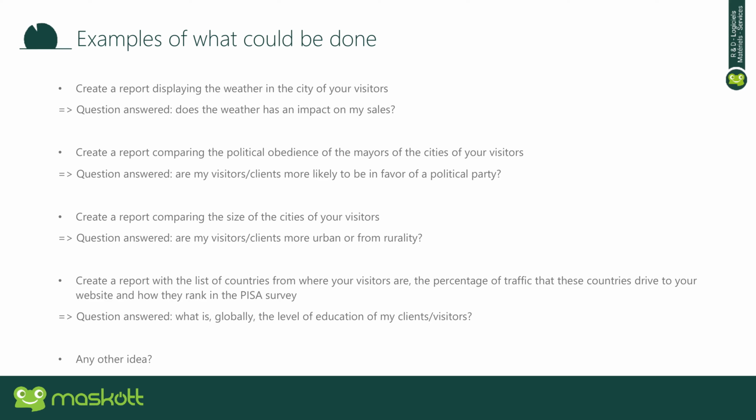You could compare political obedience of mayors of the cities of your visitors to figure out if they are more likely to be in favor of a political party or not. And it's very likely that these data are open data that you can find on public sources on the internet. You could also create a report comparing the size of the cities of your visitors if you want to figure out if your visitors or clients are more urban or more from rurality.